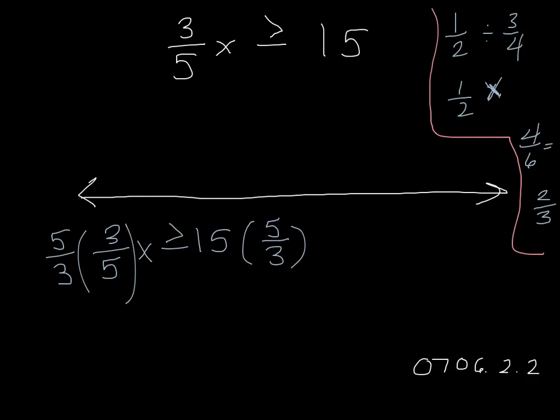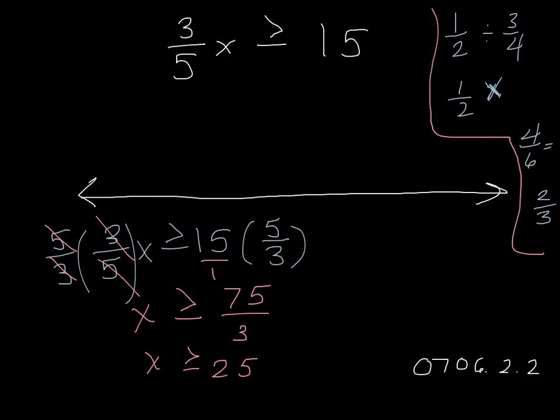So here I have 5/3 times 3/5 x is greater than or equal to 15 times 5/3. So x, because these two canceled out, is greater than or equal to 15 times 5, which gives me 75/3. Remember, that's really 15/1, so 15 times 5 and 1 times 3. 75 divided by 3 gives me x is greater than or equal to 25.